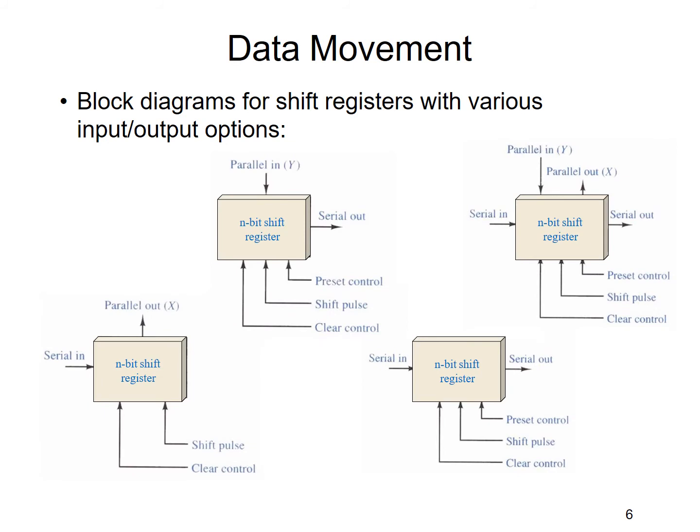The block diagrams for shift registers with various input and output options. The first one is parallel input and serial output. Second is parallel input, parallel output. Third is serial in, parallel out. Here we have serial in, serial out. And preset control, shift pulse and clear. These are all asynchronous controls.